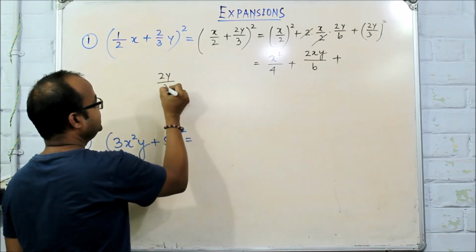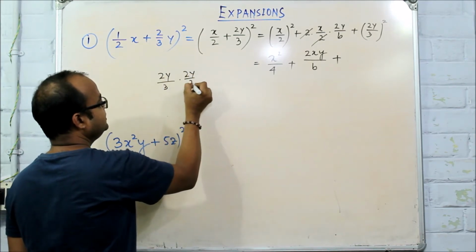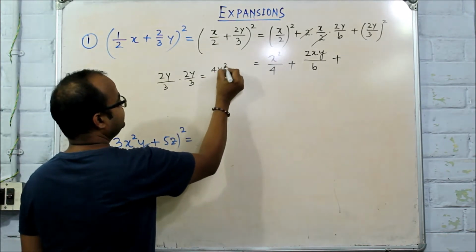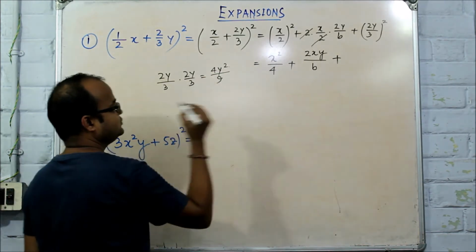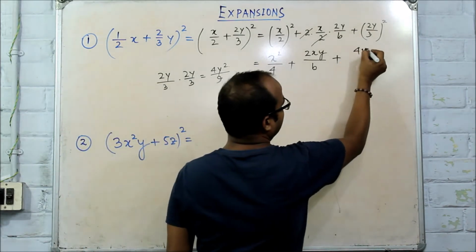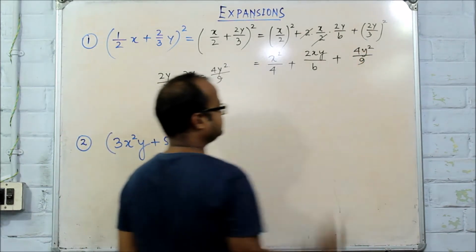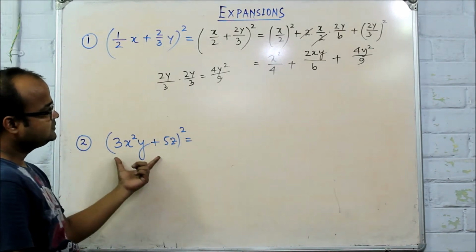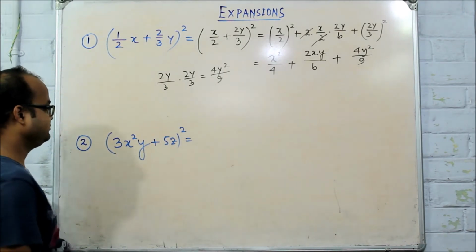2y by 3, I am showing the calculation here. 2y by 3: 2 into 2, 4; y into y, y square; 3 into 3, 9. So you will get 4y square by 9. Clear? Let us take this example.